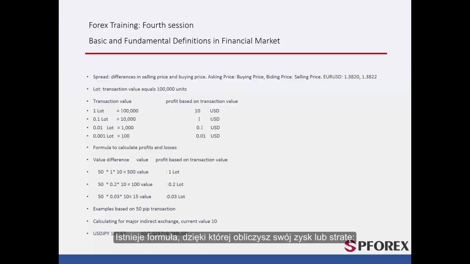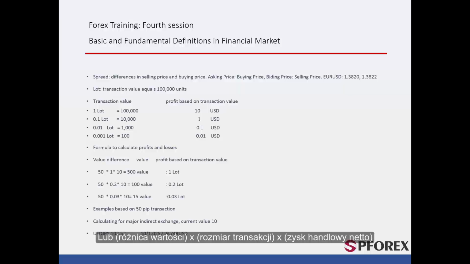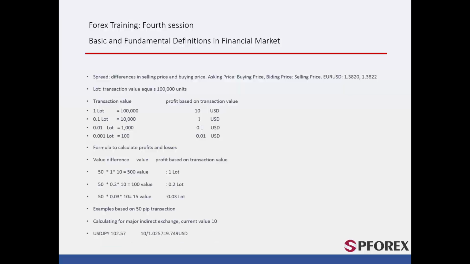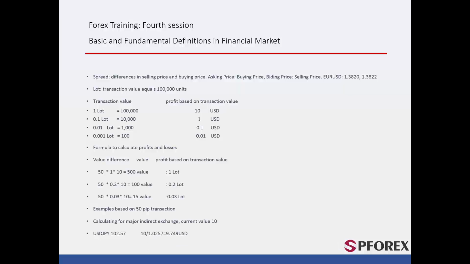There is a formula to calculate your gains and losses, which is the value difference multiplied by the size of transaction multiplied by net profit for trading value. For better understanding, let's look at these examples in which our base unit will be 50.